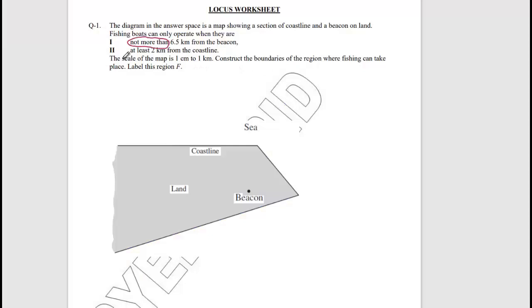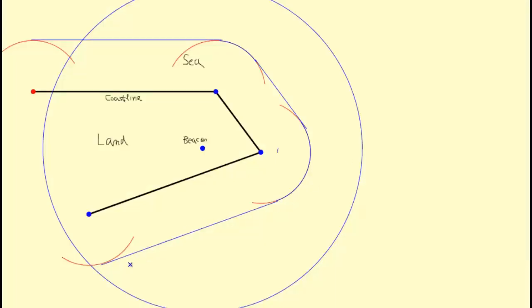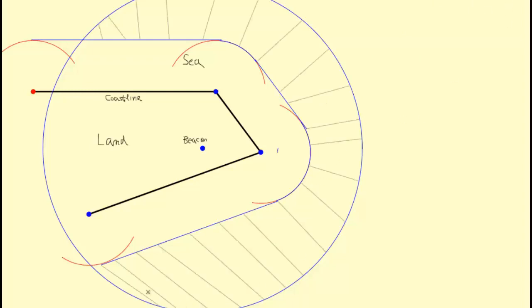Okay. The second condition is that it should be at least 2 kilometers from the coastline. What does this "at least" mean? That it should be 2 kilometers or more away from the coastline. So the fishing should be done on this parallel path or beyond this parallel path. So the final intersection of the regions is, let me shade that region. So this is the required region.